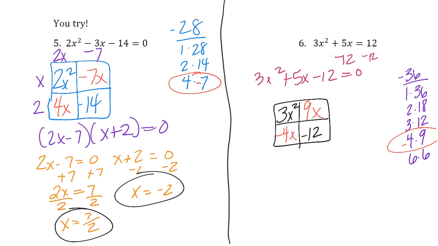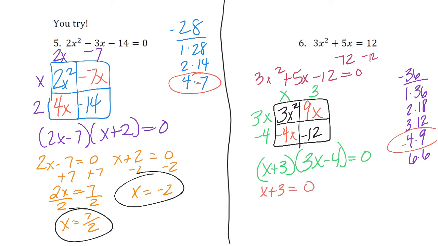So then we're looking for what is in common on each column and row. So on the first one, 3x squared and negative 4x, the only thing in common is an x. 9x and 12, we have a 3 in common. 3x squared and 9x, we have a 3x in common. Negative 4x and negative 12, you have a negative 4. So then you are left with x plus 3 times 3x minus 4 equals 0. We can then take each set and set it equal to 0 and solve, and then we are finished.